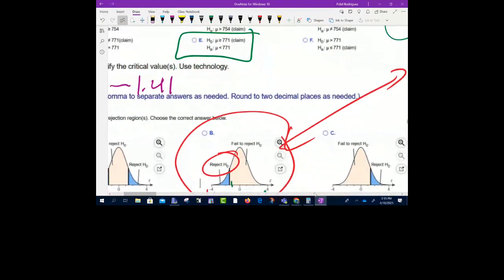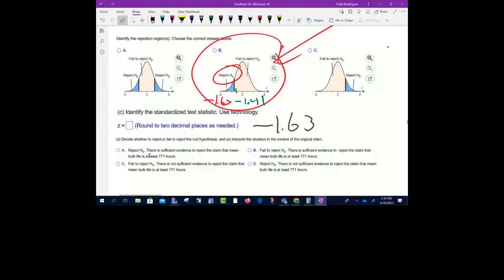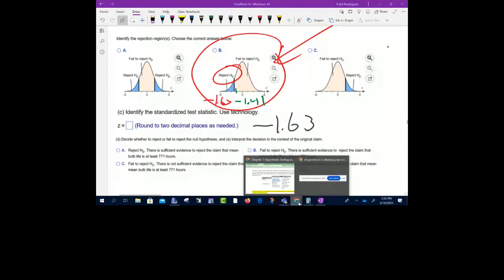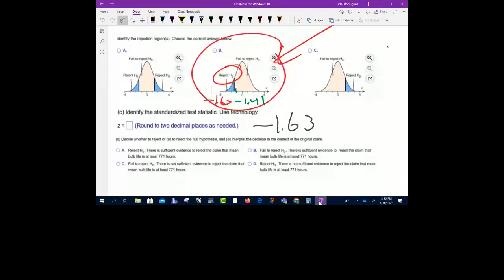So look, y'all, let's look at that. We are in the rejection region. So there's two. There's choice A and there's choice D. Which one says there is enough evidence to reject the claim? A. Boom. And you're done. Okay.